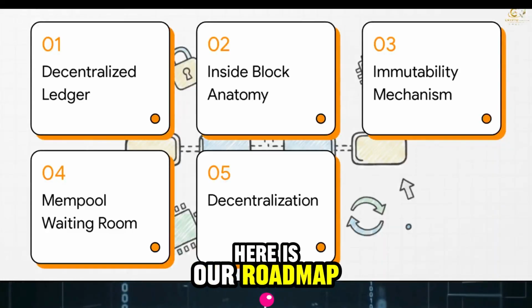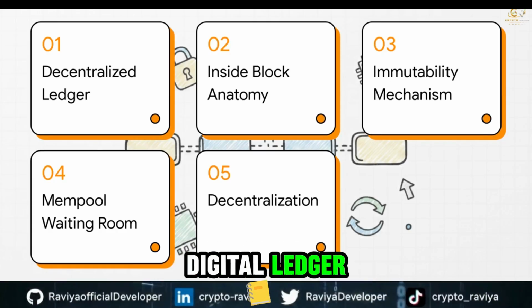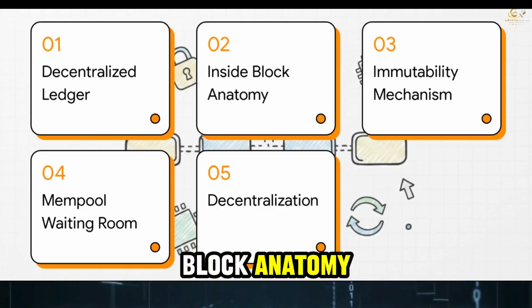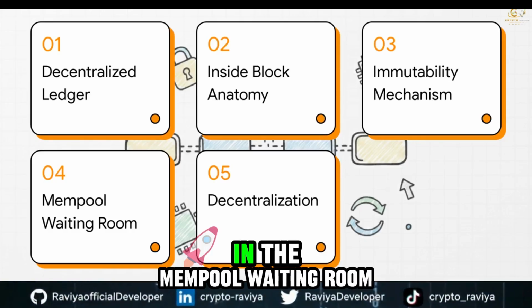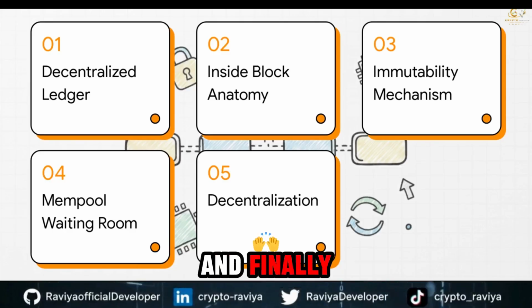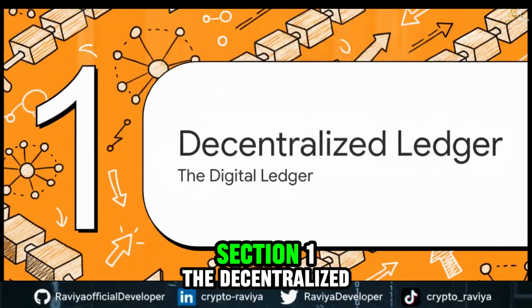Here is our roadmap for today's deep dive. We'll start with the decentralized digital ledger, then move inside the block anatomy. Check out the immutability mechanism, take a quick stop in the mempool waiting room, and finally, wrap things up with decentralization and consensus.